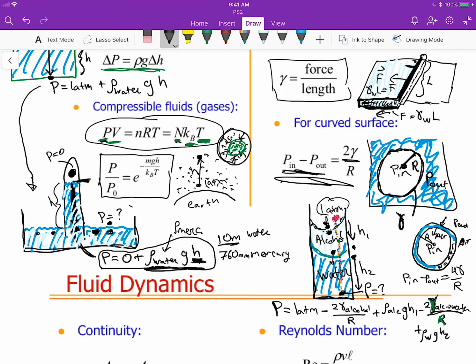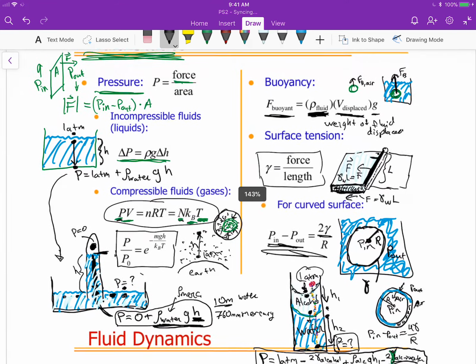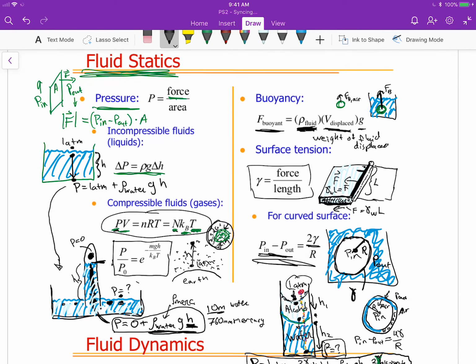So if we wanted to know what the pressure is down here at the bottom, the thing we were looking for, that pressure is 1 atmosphere minus the pressure drop going through the first bubble, plus the increase in pressure moving down in the alcohol, minus the pressure drop going through the second bubble, and then plus the pressure increase going down through the water. So that is the statics of fluids, and I know that was a lot, but I think that should be really helpful as a review of all the things we covered for that.